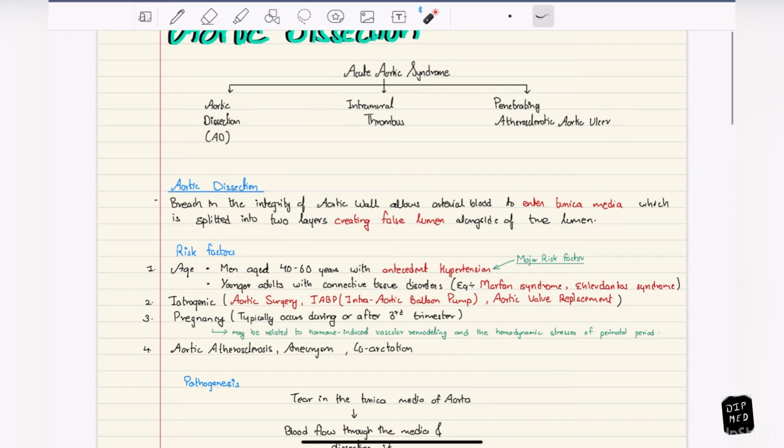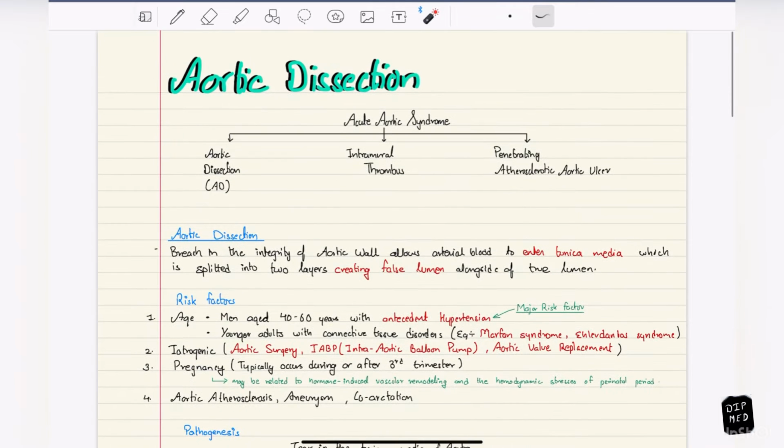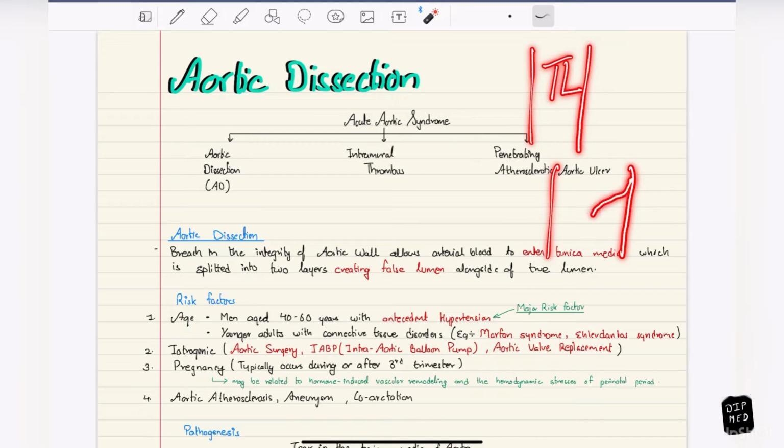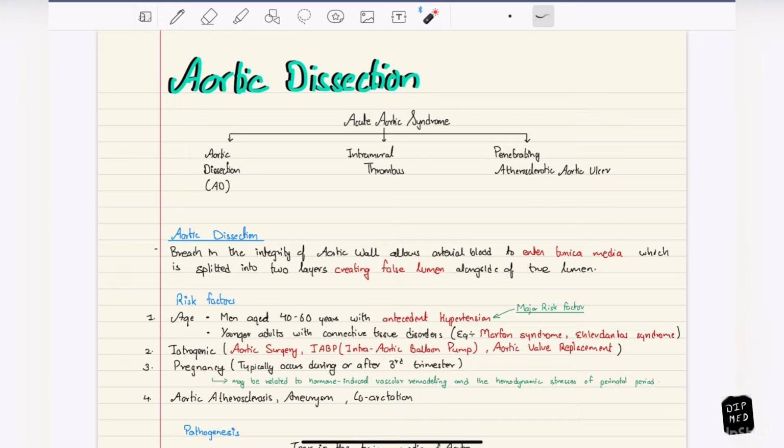So aortic dissection means a breach in the integrity of the aortic wall, which allows arterial blood to enter the tunica media, which is split into two layers, creating a false lumen alongside the true lumen. So here is an aorta. This is the true lumen. In aortic dissection, blood is dissecting the walls of the aorta, creating a false lumen. This is the false lumen. This is the true lumen. So it creates a false lumen alongside the true lumen.